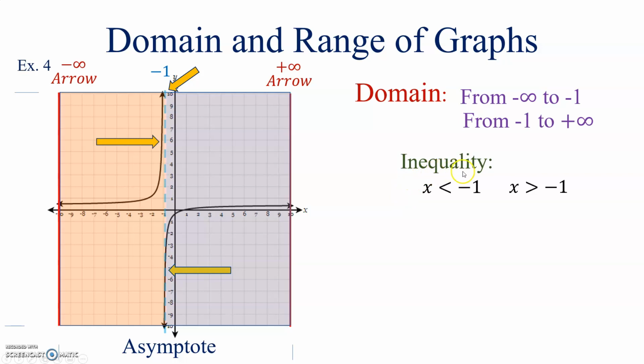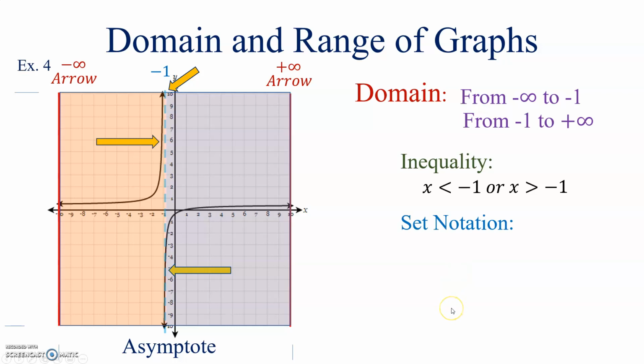And now to show the entire inequality, I simply put the "or" in between. So this entire line is the inequality. It's saying x can be anything over here, or it can be anything over here.